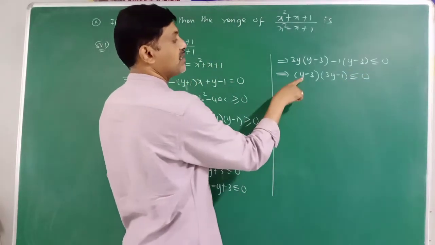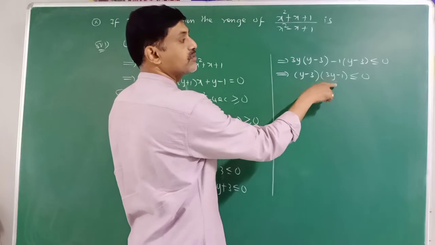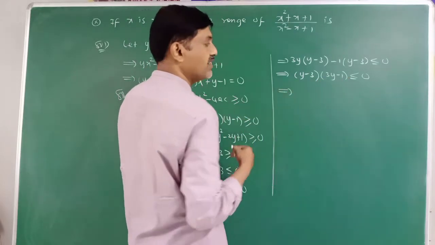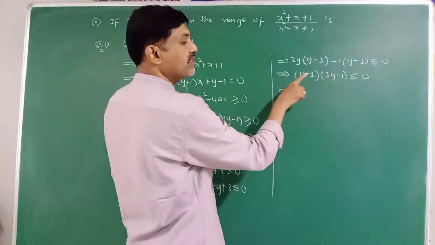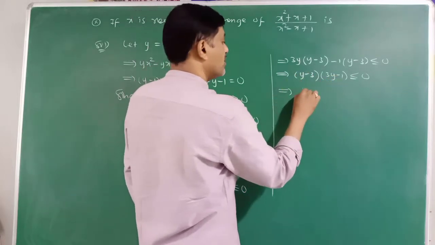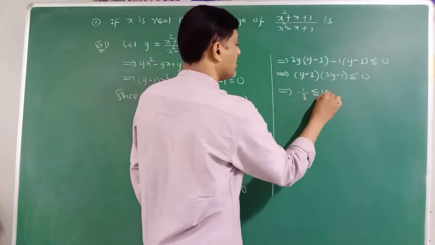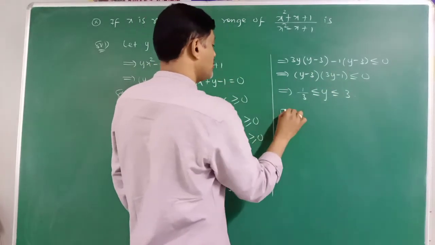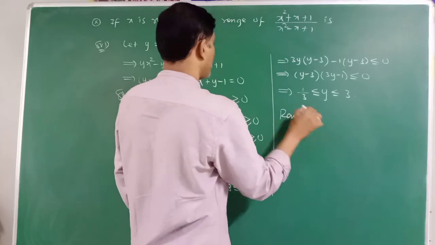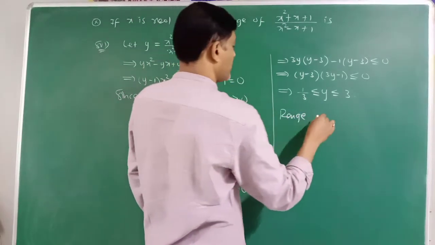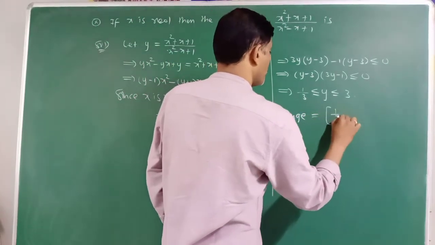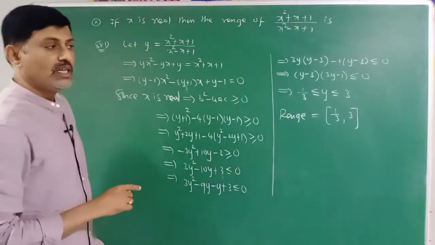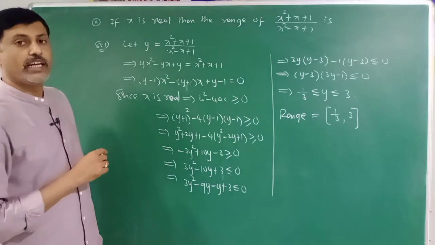Clearly, as (x minus alpha) into (x minus beta) less than or equal to 0, x lies between the roots. Now one root is 1 by 3, the other root is 3. Therefore 1 by 3 less than or equal to y less than or equal to 3. Therefore the range of this expression is [1 by 3, 3]. Here the minimum value is 1 by 3 and the maximum value is 3.